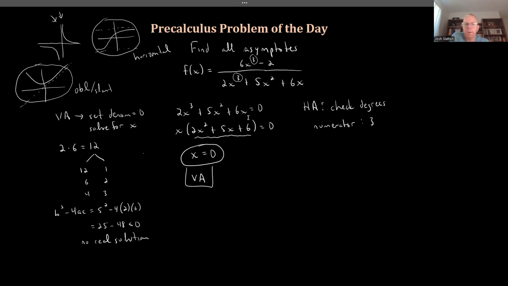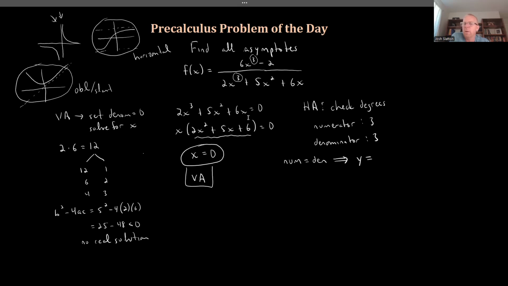The cube is the highest exponent in the denominator, so it is also degree 3. Now we'll go through all the possible scenarios. The first one, of course, is that the degree in the numerator equals the degree in the denominator. What that means is we're going to take the ratio of the leading coefficients. So we have 6 divided by 2.